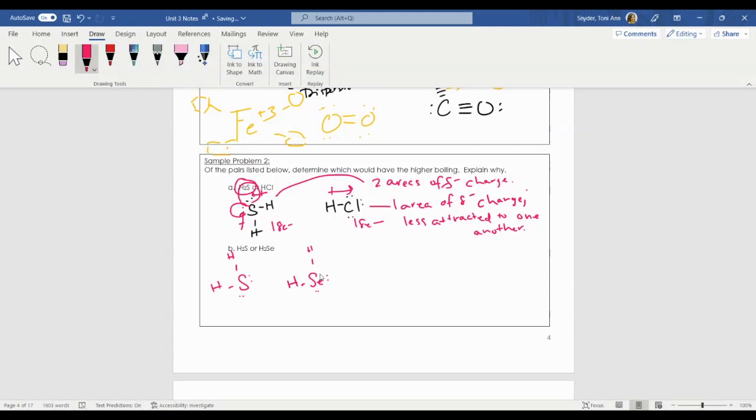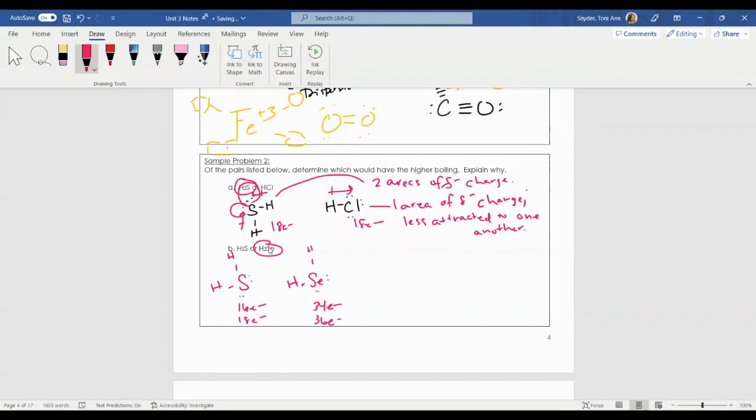Because these have very similar shapes, we can't really compare number of lone pairs and say one's more polar than another. But in this case, we have to look at the size of the atoms. Who has more electrons? Sulfur has 16 electrons. So in this case, the whole entire molecule has 18, whereas selenium has 34 electrons. So total, it has 36. Because selenium has more electrons, this hydrogen selenide would have a higher boiling point because those London dispersion forces are much stronger.